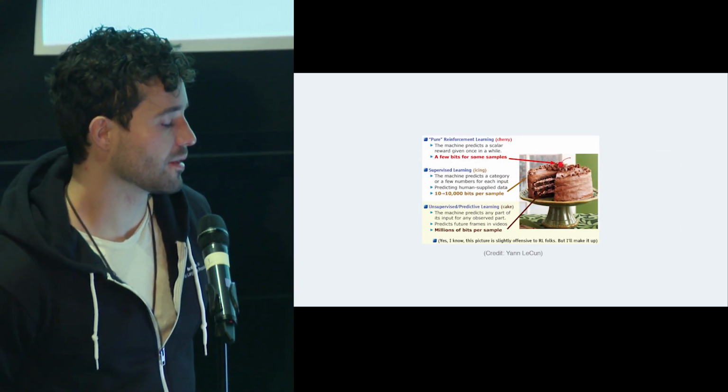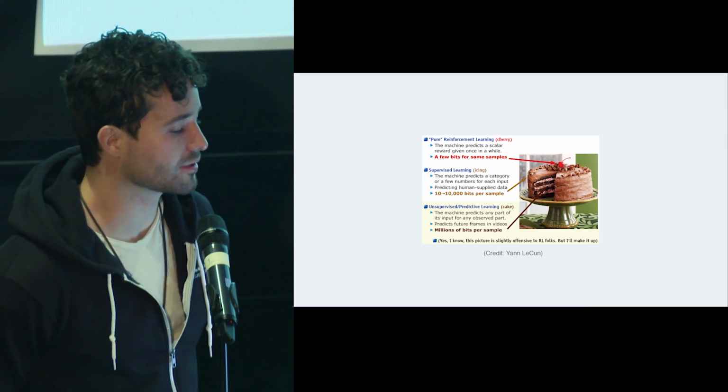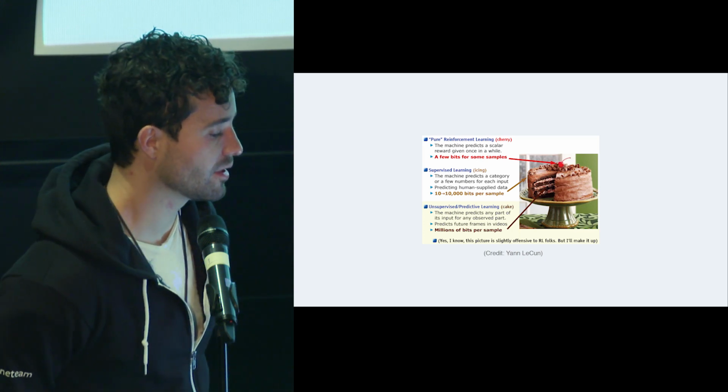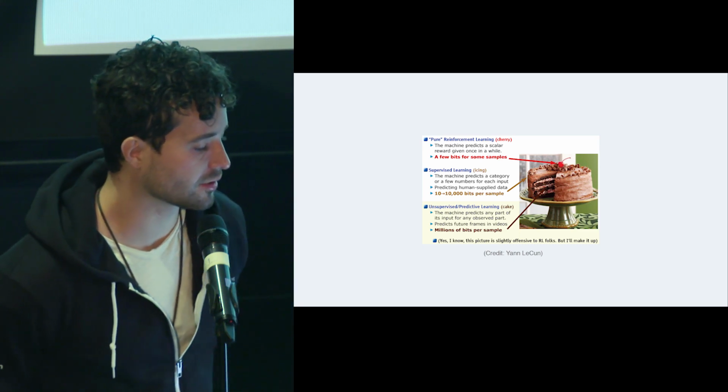So this, I think everyone's super familiar with this. And this is basically an analogy for the bits of information. So a label mostly carries the number of classes as the bits of information that you can use to learn from, right? So that's supervised learning, the icing on the cake.